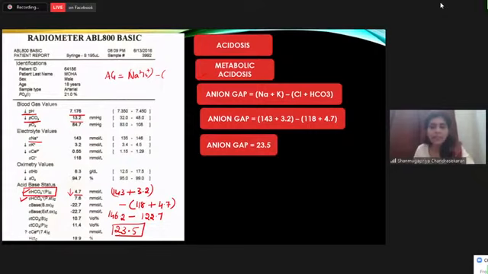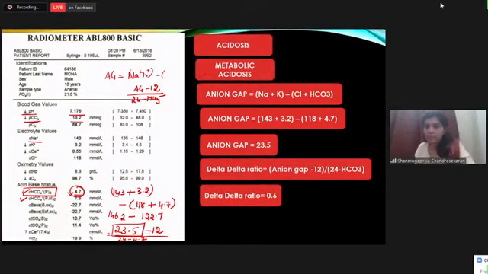And if it's increased anion gap metabolic acidosis, the next step is calculating delta-delta ratio. So what is the formula for delta-delta ratio? It is anion gap minus 12, so 23.5 minus 12, divided by 24 minus bicarbonate. And what is the bicarbonate value here? It is 4.7. So 23.5 minus 12 by 24 minus 4.7. If you calculate, the delta-delta ratio for this report is 0.6.